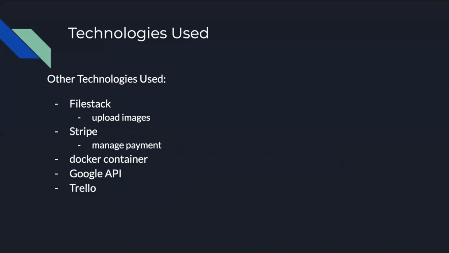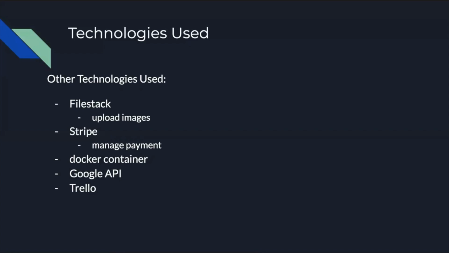As for the other technologies we use for more specific purposes, we use FileStack, which is an image uploading API. So when users want to create events, they can upload images. We also use Stripe to manage payments so that users can buy tickets to get to their events. We also uploaded our project on a Docker container, so people can see our project without downloading a bunch of our stuff.